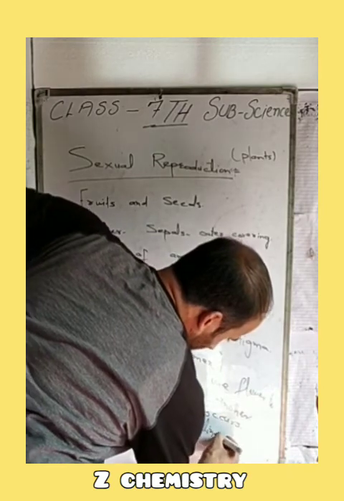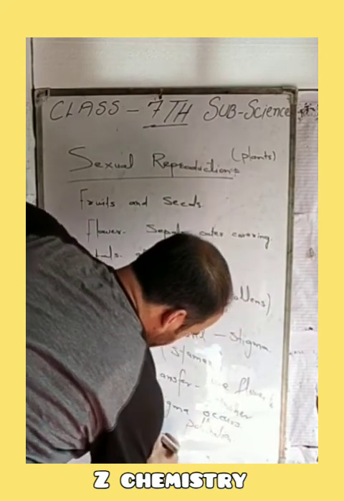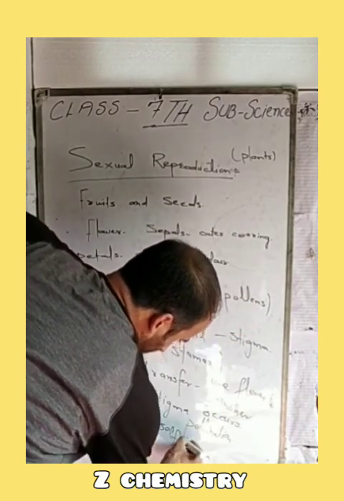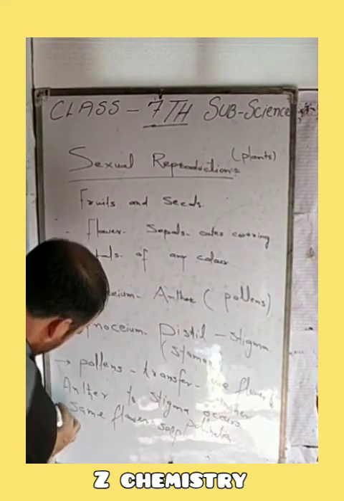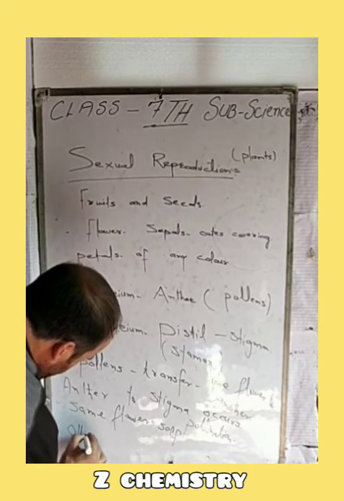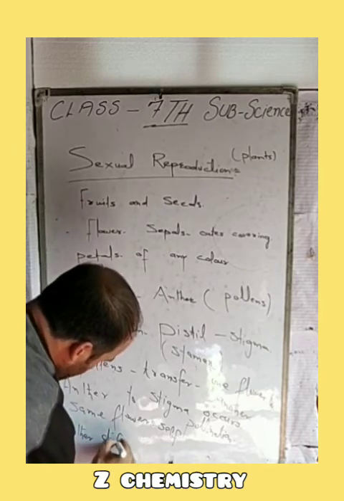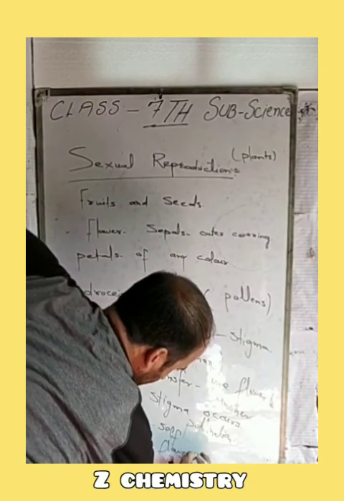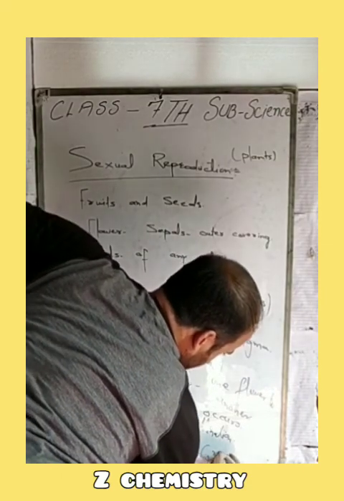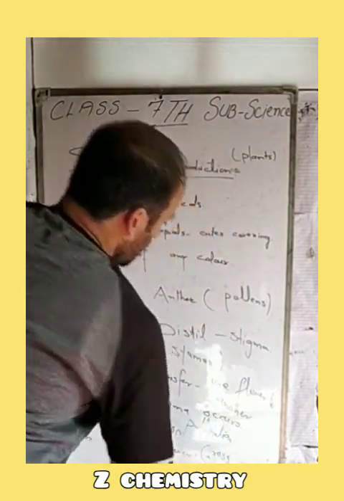And this pollination can occur as self-pollination. It can occur in the same flower. That is called self-pollination. Or it can occur in another, different flower, and that is called cross pollination.